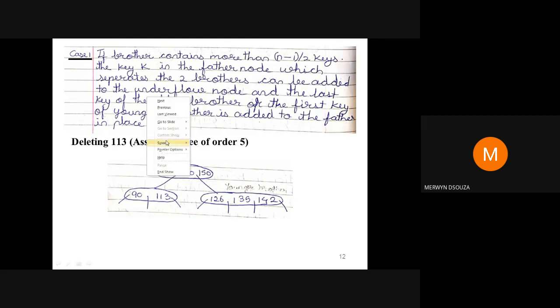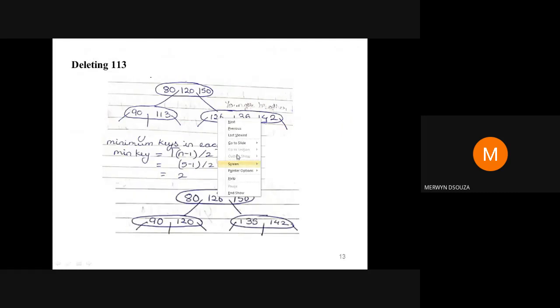In case you are taking the key from the older brother, you need to take the last key. And if you are taking from a younger brother, you need to take the first key. So for example, when this 120 was pushed here, this was the younger brother, so I took the first key. I'm not taking any other values. These values I'm not touching. Only the first value.